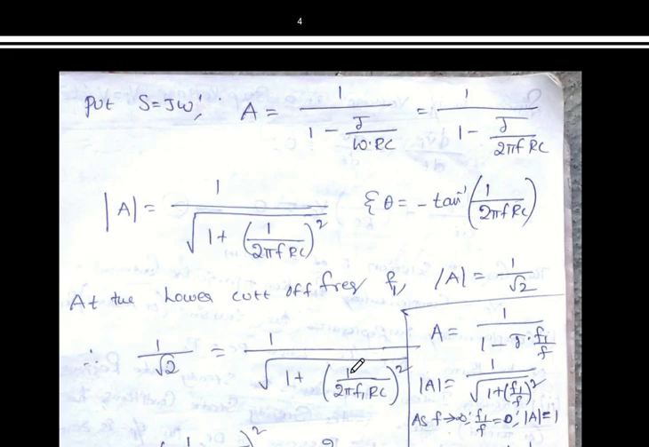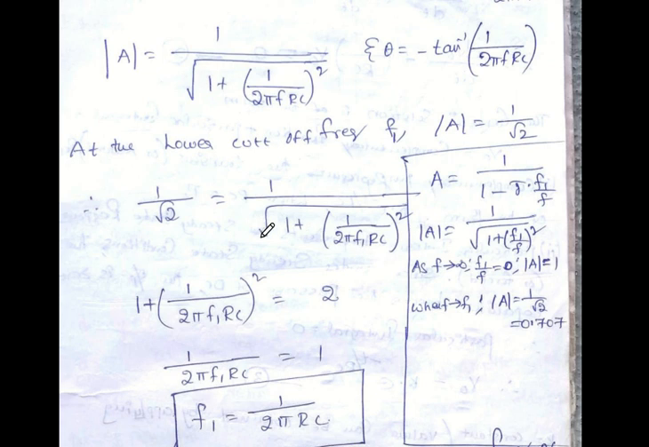Now at the lower cutoff frequency, mod A is equal to 1 by root 2, and that means f is equal to f1. Then mod A is equal to 1/root 2, which is equal to 1/square root of (1 + (f1/f)^2). Therefore, it can also be written as (1 + (1/(2 pi f1 RC))^2) equal to 2.